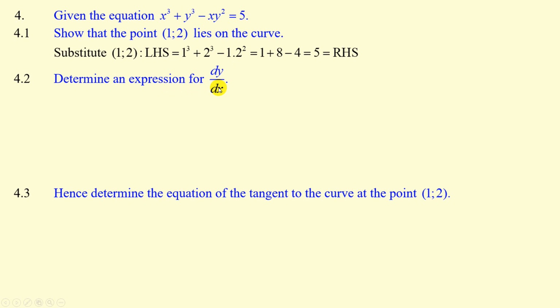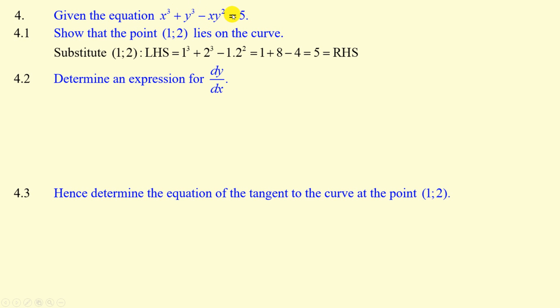Determine an expression for dy/dx. So I'm going to do implicit differentiation. That's simple. x cubed, 3x squared. That one there, y cubed, well, that's a composite function because the outside function is y cubed, the inside function is y. So therefore we have derivative of the outside, which is 3y squared, times derivative of the inside, which is dy/dx, or y prime.